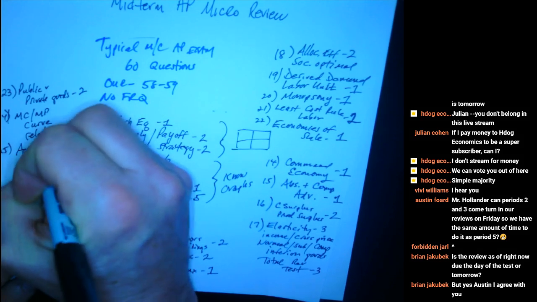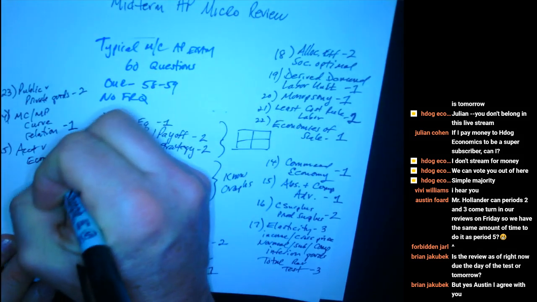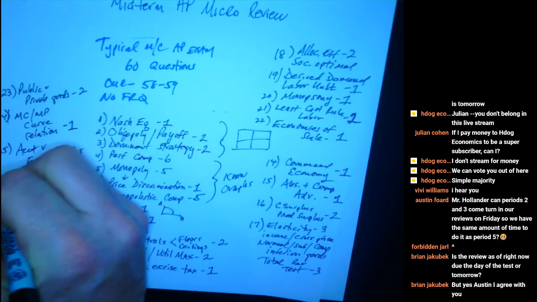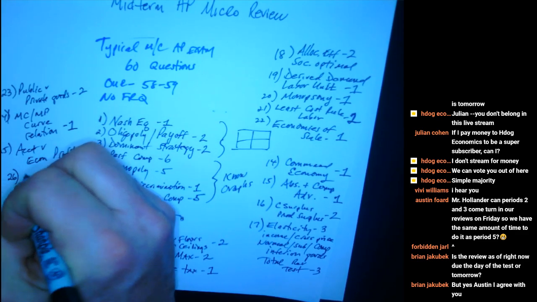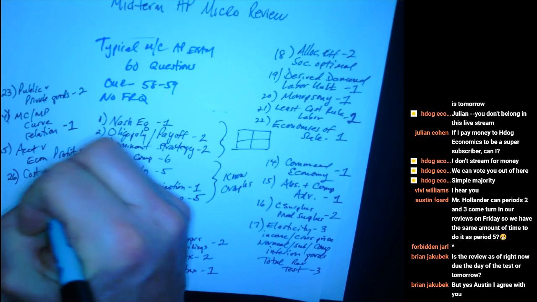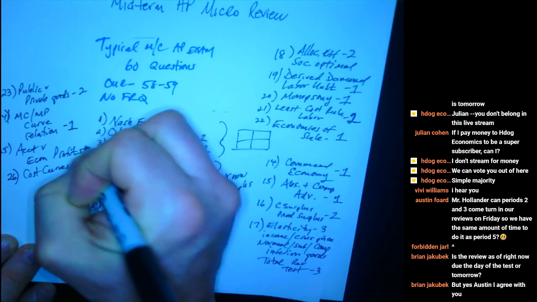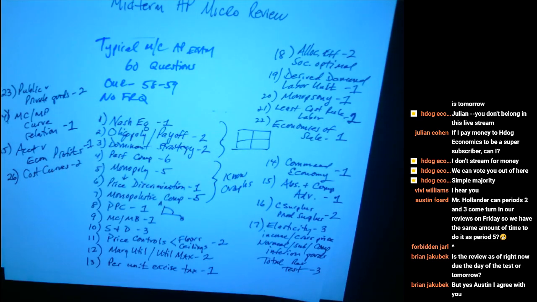There's a question on accounting versus economic profits. And you have to know also the cost curves, two questions there. And we talked about the least cost rule as well. And I think that's it. So there it is. You tuned into the live stream, and I have given you the breakdown of what you need to know. I think that is pretty darn nice.